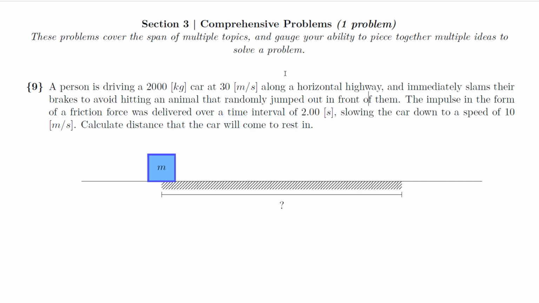So there are a couple of things going on here simultaneously that we need to break up. We're going to keep in mind that we do want to calculate the distance that the car will come to rest in at the end of the problem. So we're going to attempt to apply a principle that will allow us to get that first. And what will happen is we're going to run into an obstacle where we're missing something, and we'll go from there. So let's start by finding that distance.